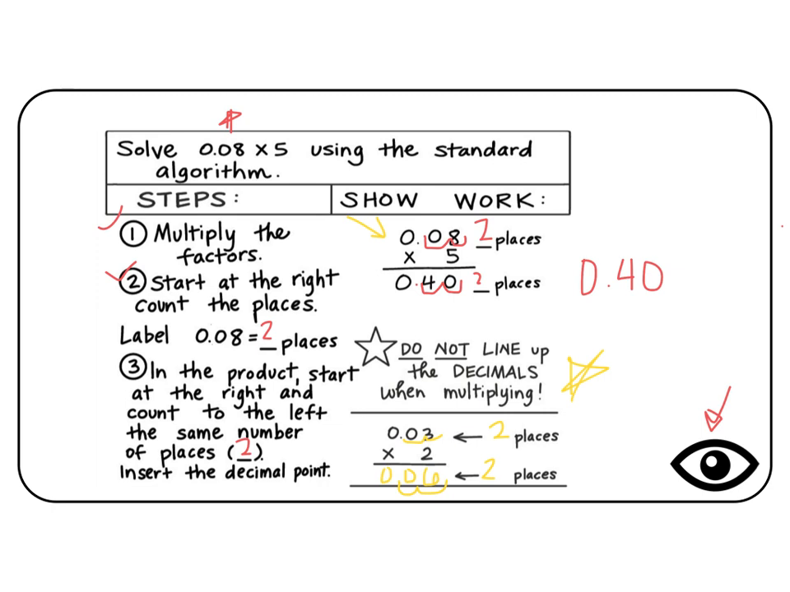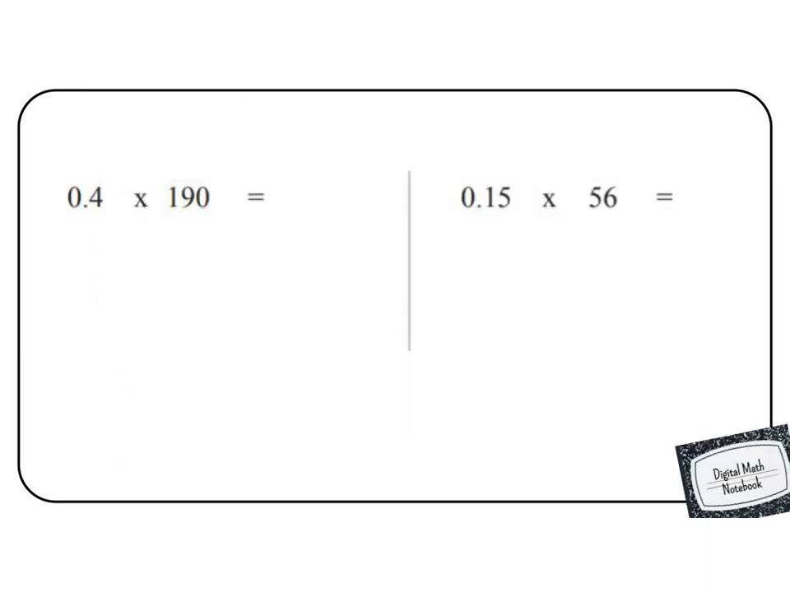So it's kind of like a fraction. However many places we have on the top is the same number of places we need to have on the bottom. Ready to try a problem with me? Let's go. Here is our next problem. We have the number 0.4 times 190.